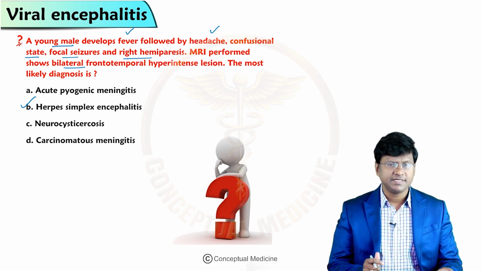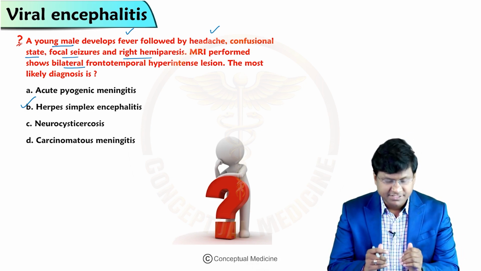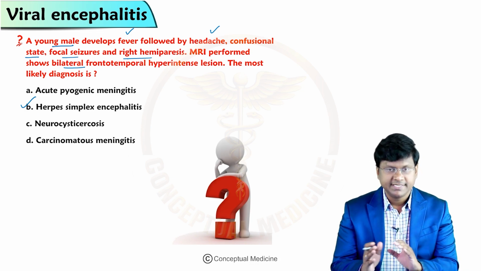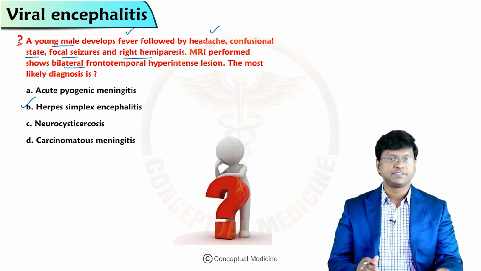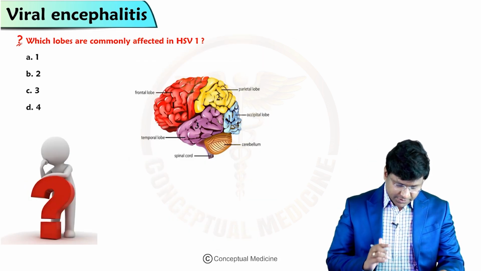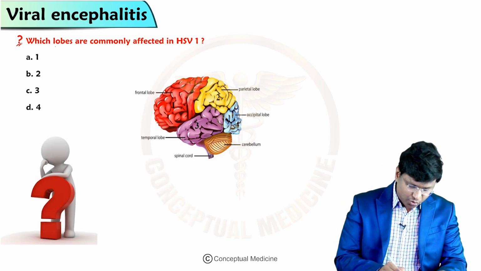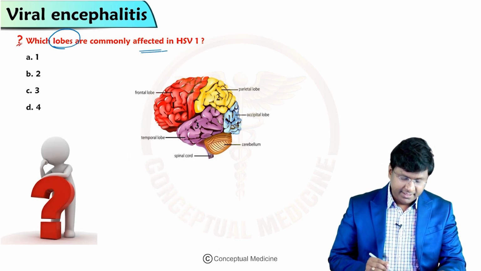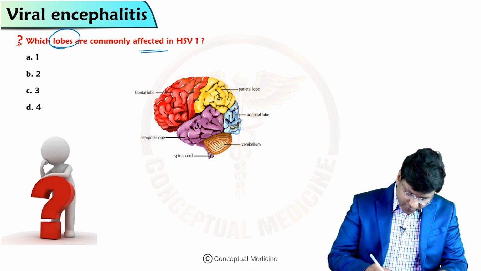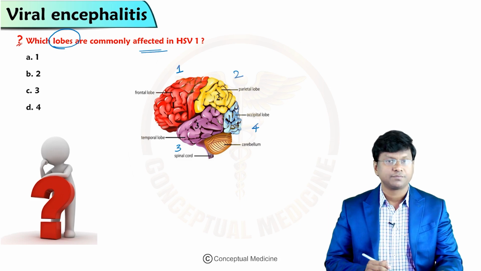Now let me discuss in detail about this herpes simplex encephalitis, but before that, in the end I will show you the workup of patients with encephalitis. So if you take herpes simplex virus 1, which lobes are commonly affected in HSV1? Frontal lobe is given as number 1, parietal lobe is number 2, temporal lobe is number 3, and occipital lobe is number 4.